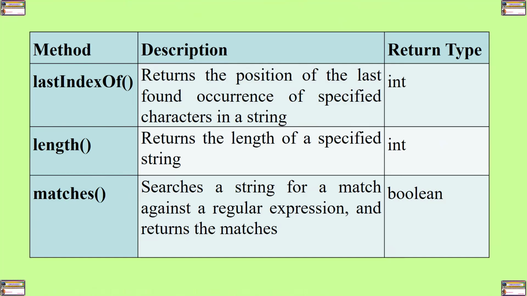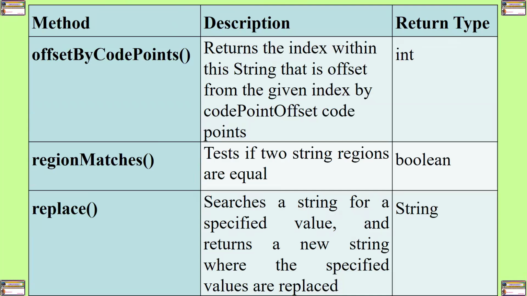We have matches. It searches a string for a match against a regular expression and returns the matches. We have offsetByCodePoints. It returns the index within this string that is offset from the given index by codePointOffset code points. regionMatches tests if two string regions are equal.